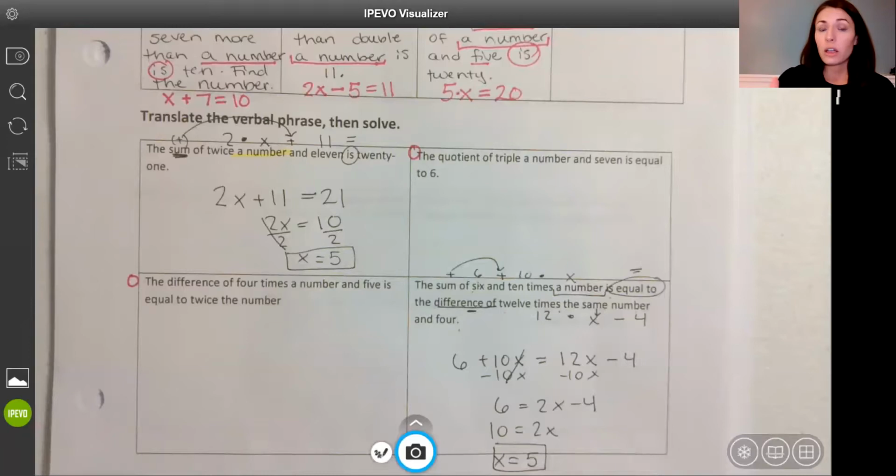equation based on it. So right now I want you to see, can I write the equations for these two examples? And then continue the video and see how you did.